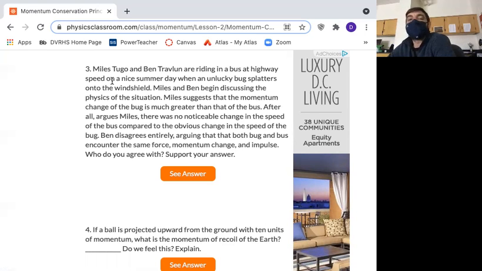Who do you agree with? Guys online, I want you to send me a message saying who you agree with here. You can reread it if you need to, Miles or Ben. And then you just decide yourselves. I'll ask you guys in a second.